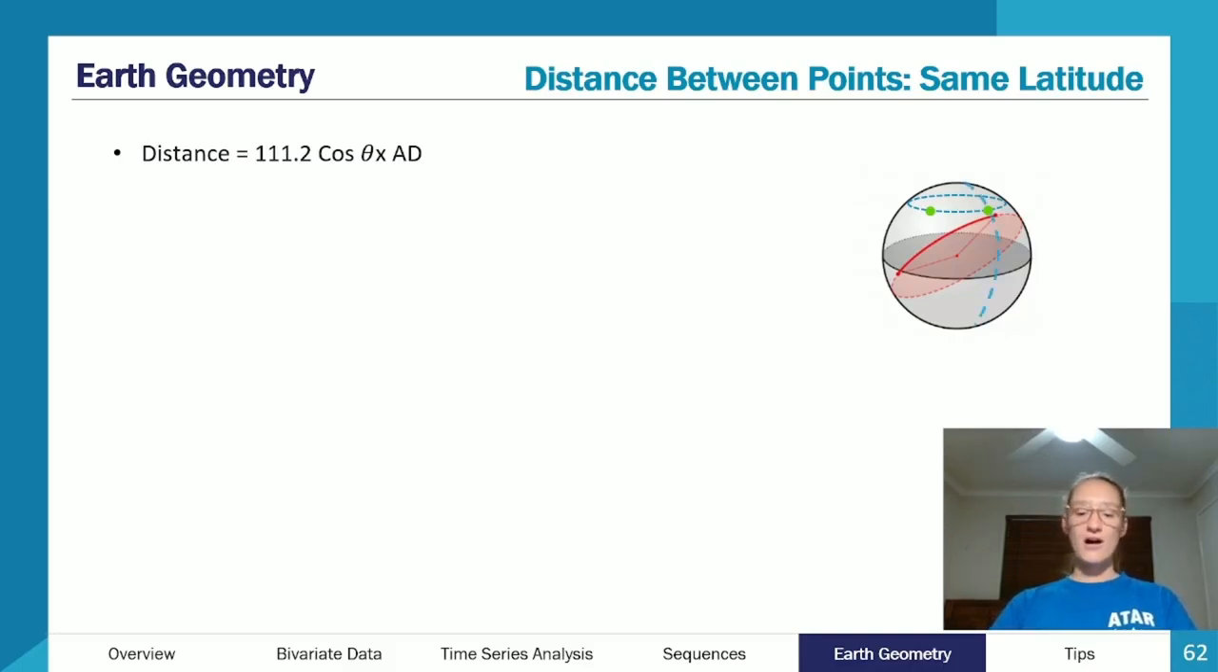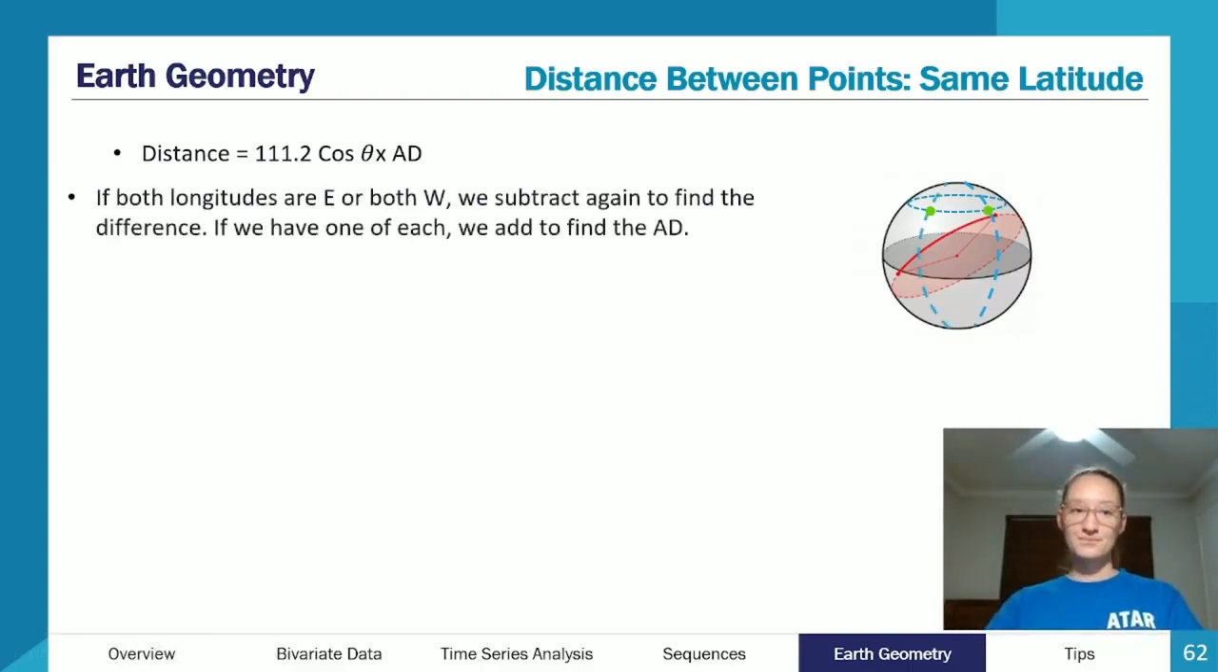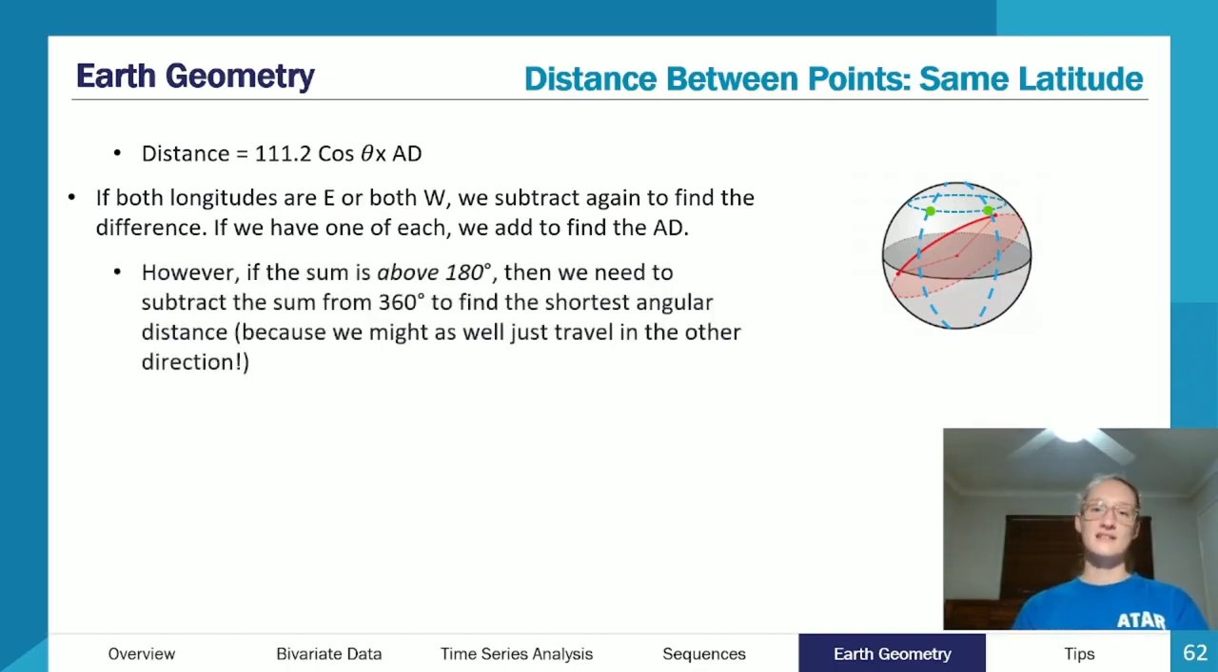In this example that I've got here, I want to know the distance between my two green points. I can see they're on the same latitude. I can see that there. And they're both also on a meridian of longitude. And again, coming back to how we can find our angular distance. If both longitudes are east or both west, we subtract again to find the distance. If we have one of each, we add to find the angular distance.